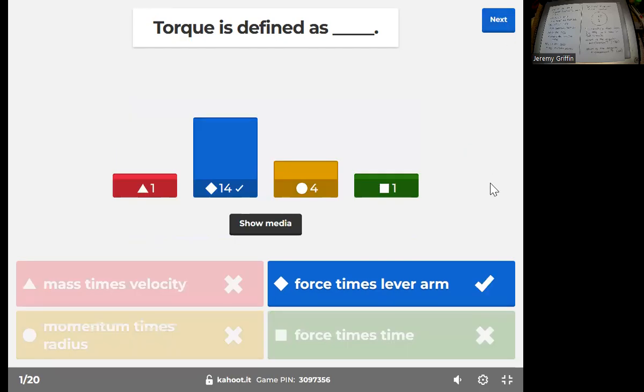Yeah, force times lever arm, right? So this is like turning a wrench, opening a door, right? So you need a lever arm crossed with a force. It's not R crossed up, force times lever arm, lever arm times force. Right? And you really care about the perpendicular components too, right? Perpendicular components.